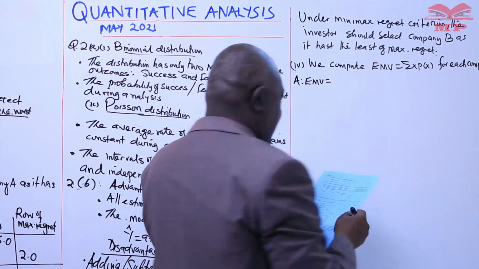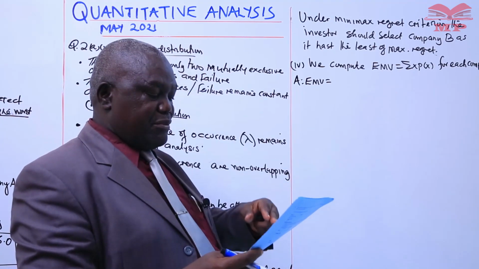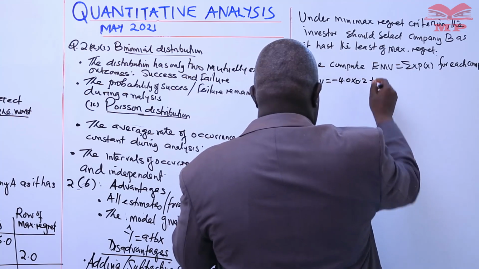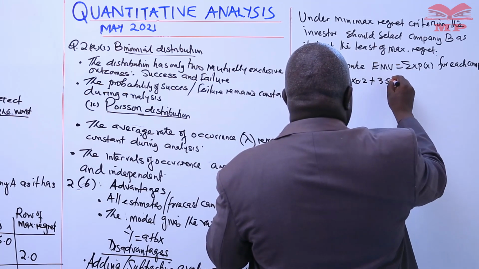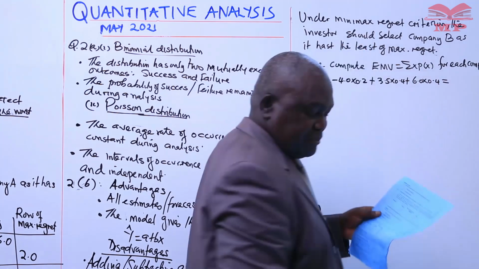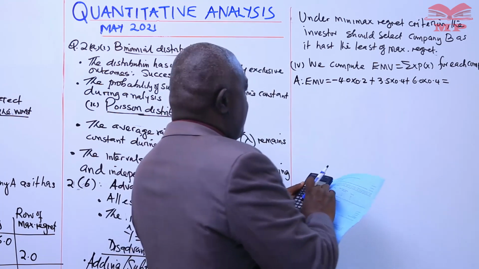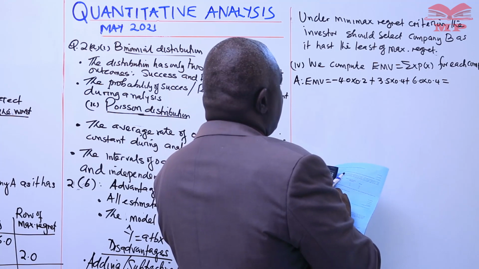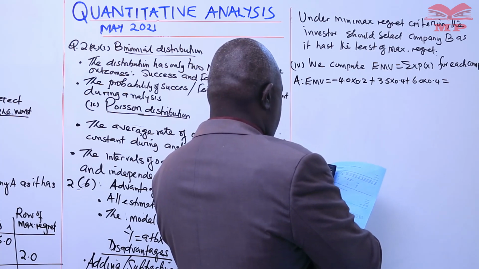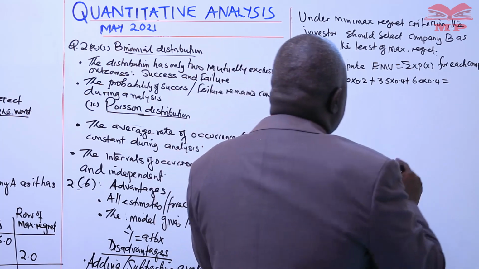EMV equals, there is a negative 4.0 because the probabilities are 0.2, 0.4, 0.4. So we get the payoff as negative 4.0 times 0.2 plus 3.5 times 0.4 plus 6.0 times 0.4 again. We get that value. I use my calculator, which is going to give me 6 times 0.4 plus 3.5 times 0.4 again minus 4 times 0.2. This gives me 3.